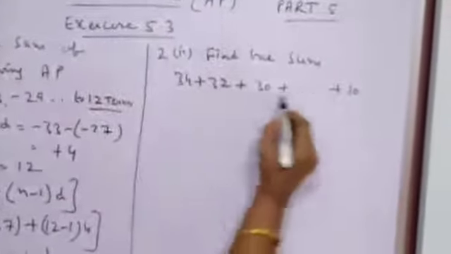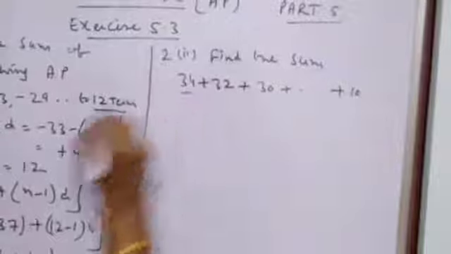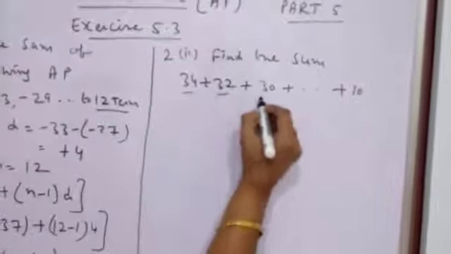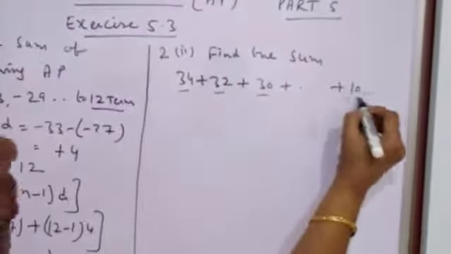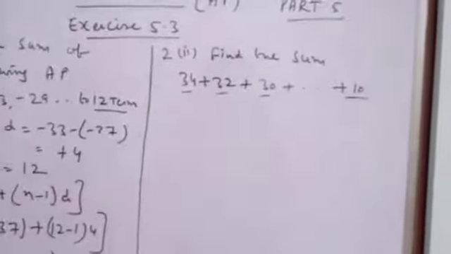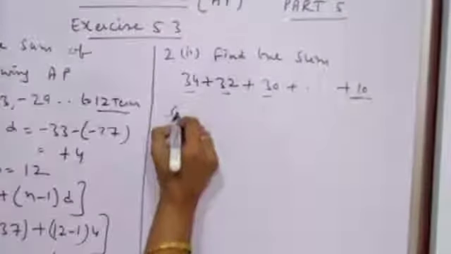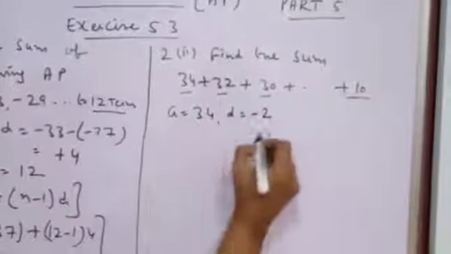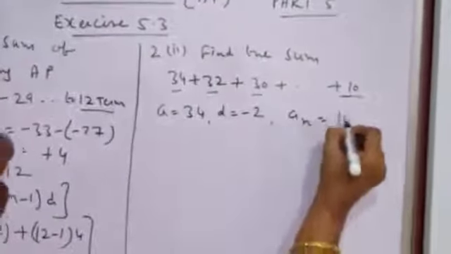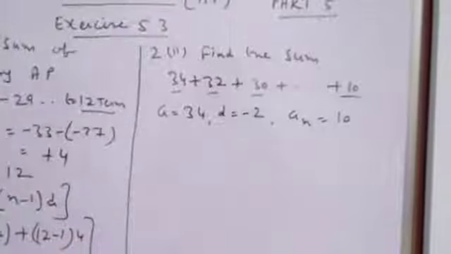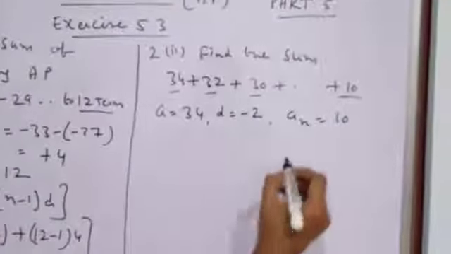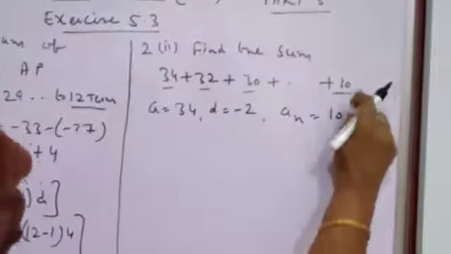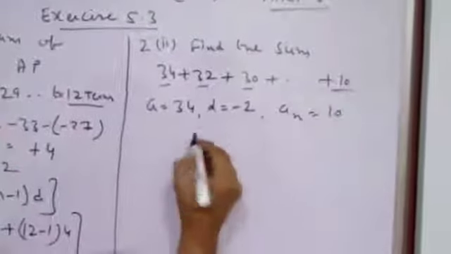Next question, second part. Find the sum. This is the first term, second term, third term. This is not n, it is the last term. a is 34, d is minus 2 and a n is 10. So to find the sum, we must have n. This is not n, this is a n.